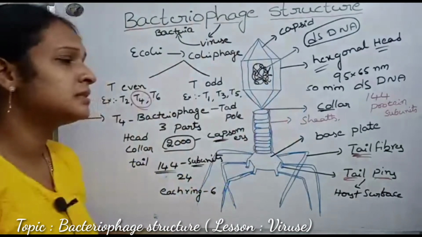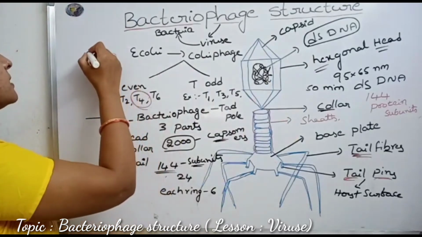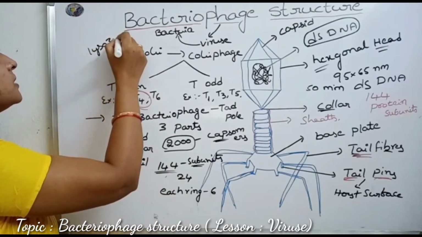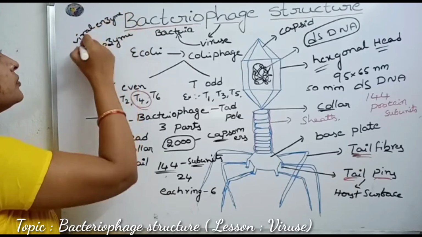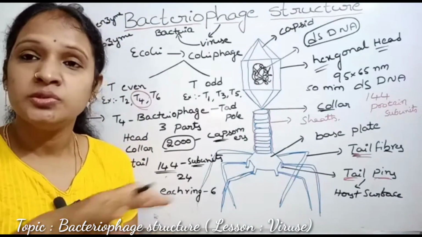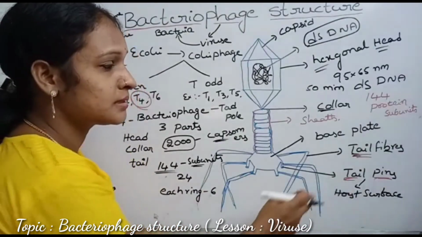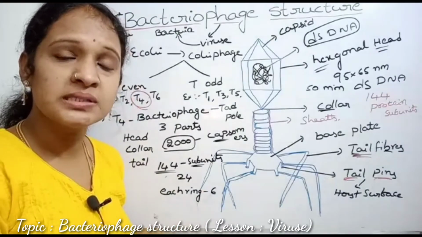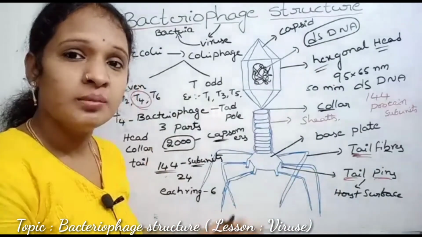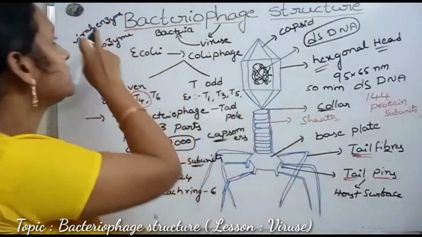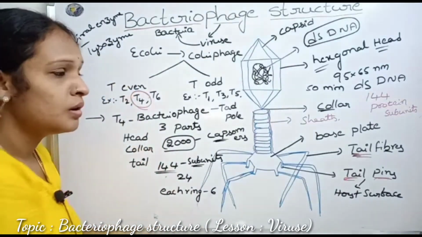The next function is that the tail pins are useful for the secretion of a viral enzyme, that is lysozyme. Lysozyme is the viral enzyme. So the tail pins secrete the viral enzyme during the attachment to the host cell.